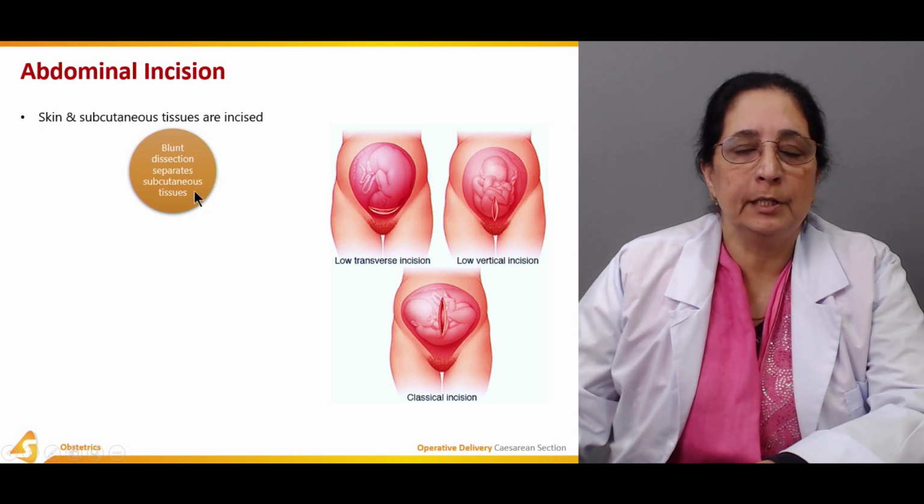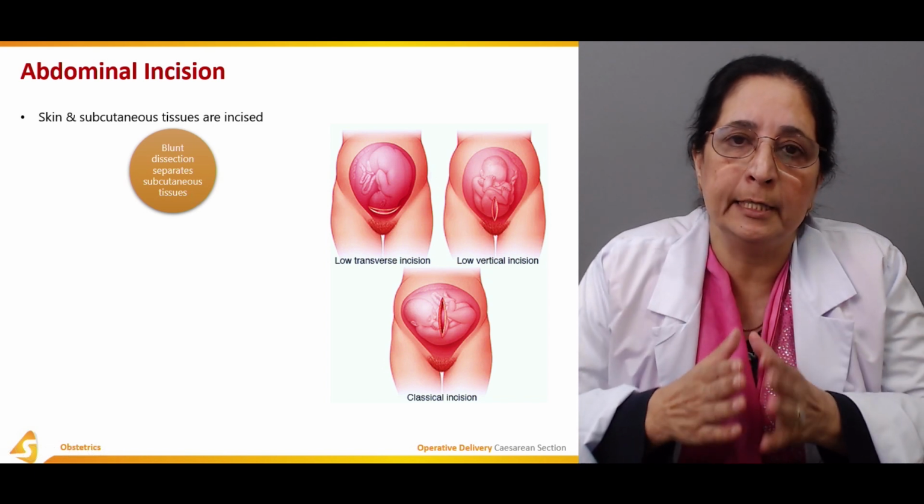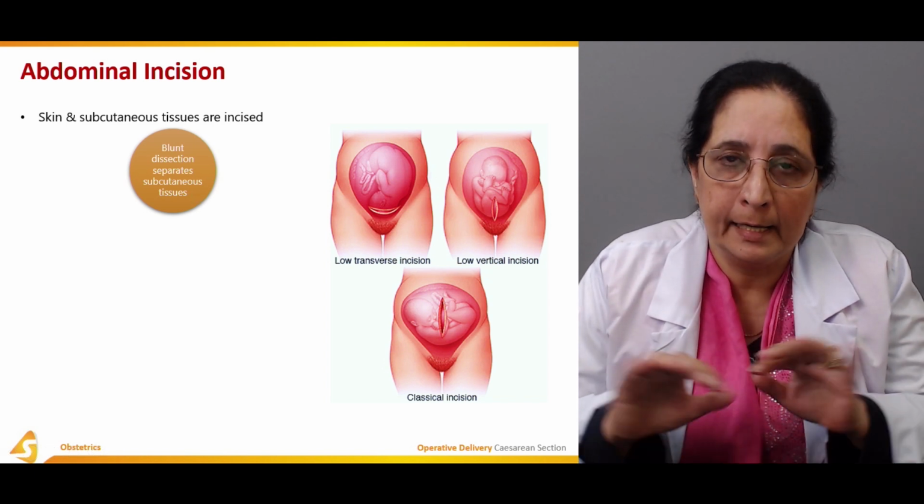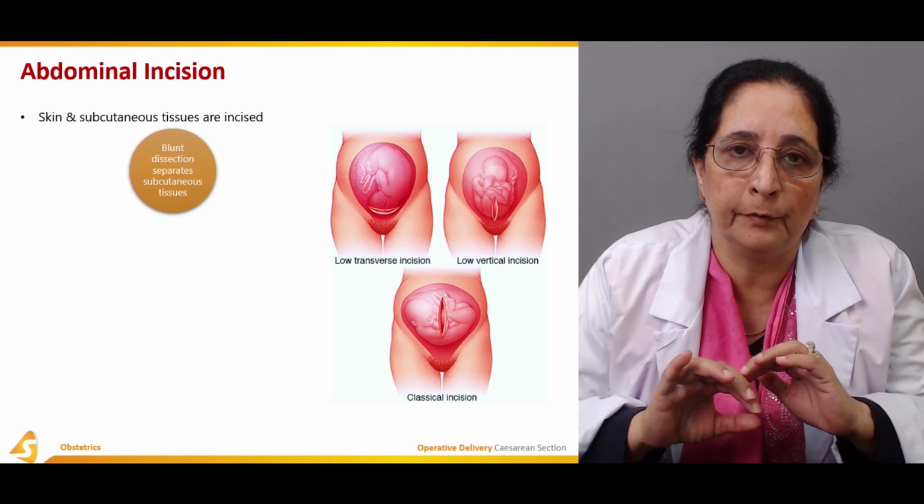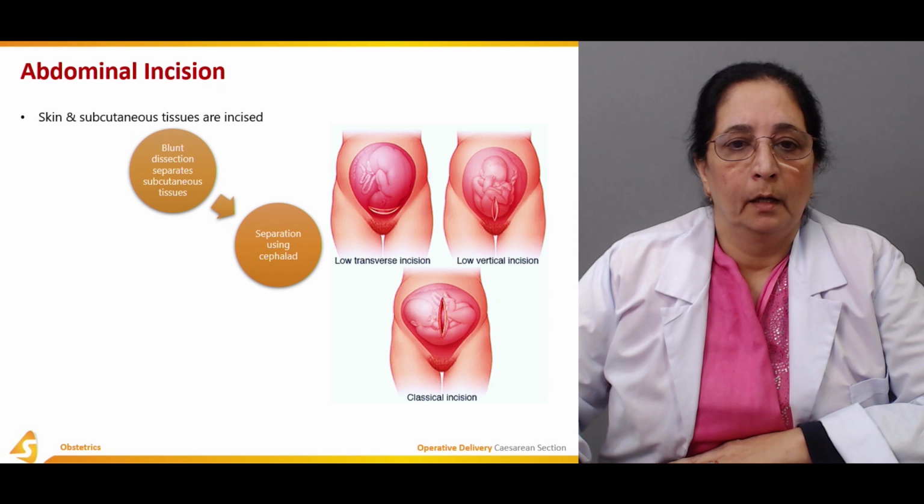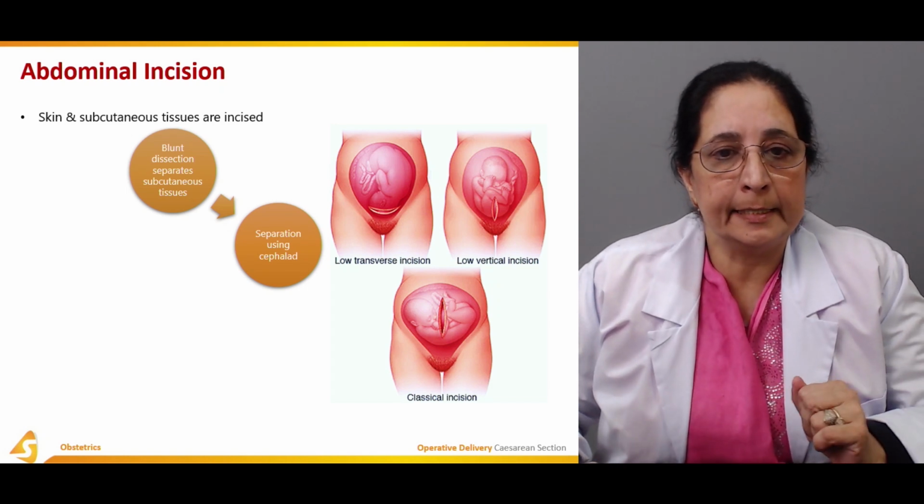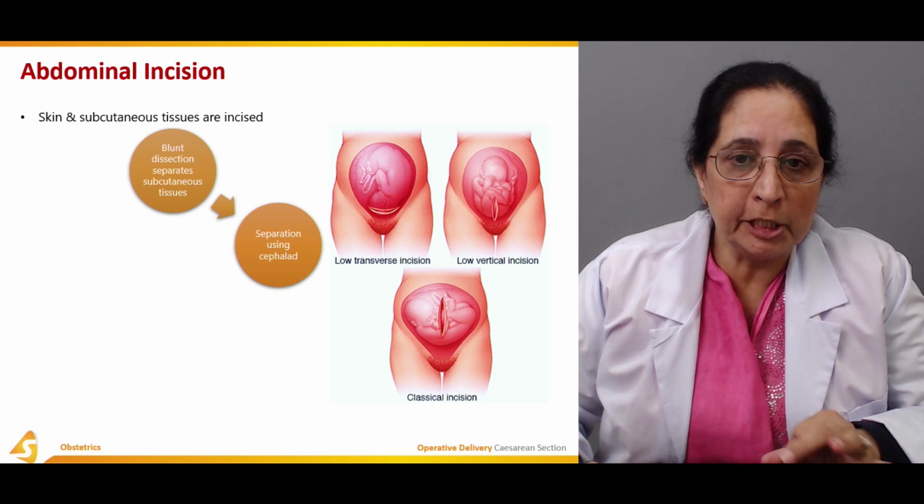Blunt dissection separates the subcutaneous tissue. Once the incision is made, blunt dissection is performed to separate the tissue. So after the incision, blunt dissection separates the subcutaneous tissue.